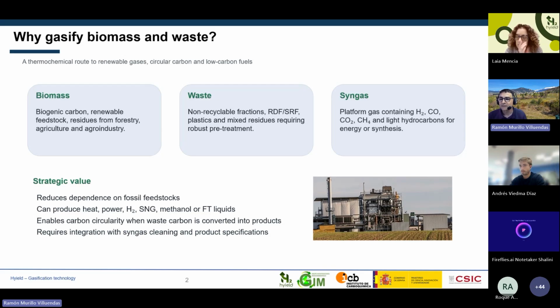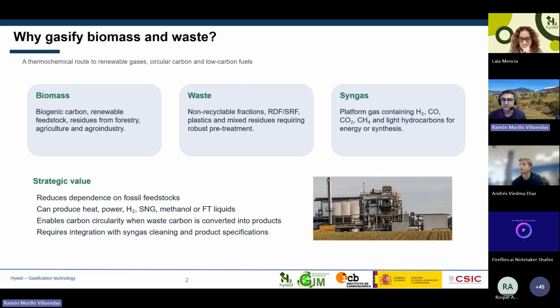There are two main types of feedstock of interest. The first one is biomass, which contains biogenic carbon and includes residues from forestry, agriculture, and agroindustry. These materials are renewable and can contribute to reducing the use of fossil resources. The second group is waste, especially non-recyclable fractions like RDF, plastics, and mixed residues. These materials are more complex and usually require robust pretreatment, but gasification offers a possible route to recover their carbon and energy content.